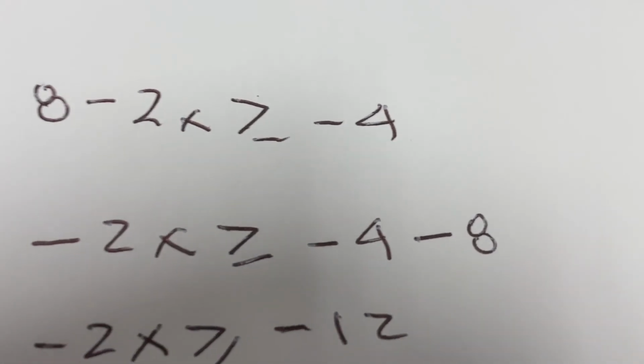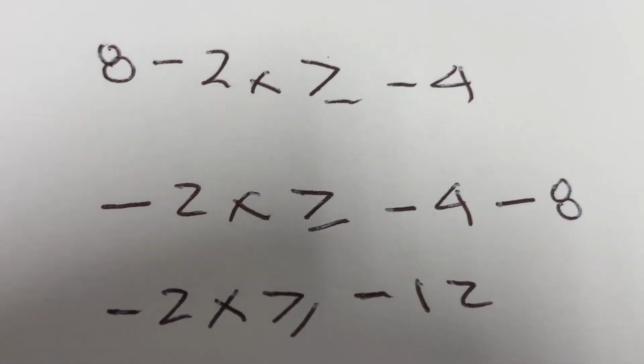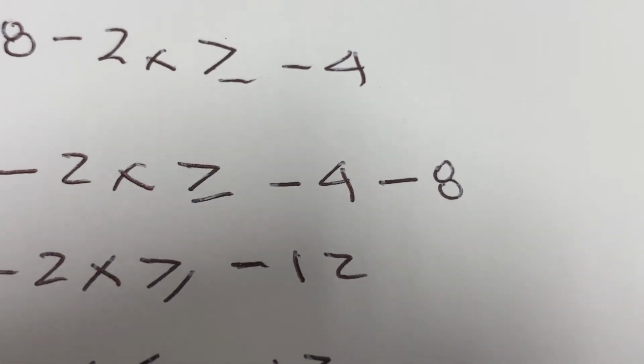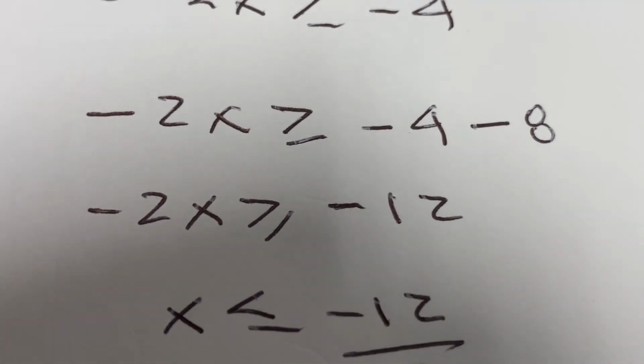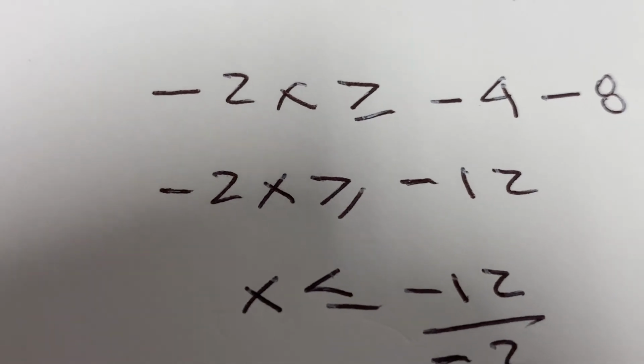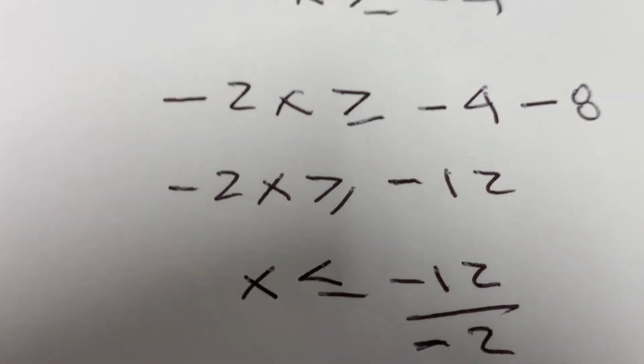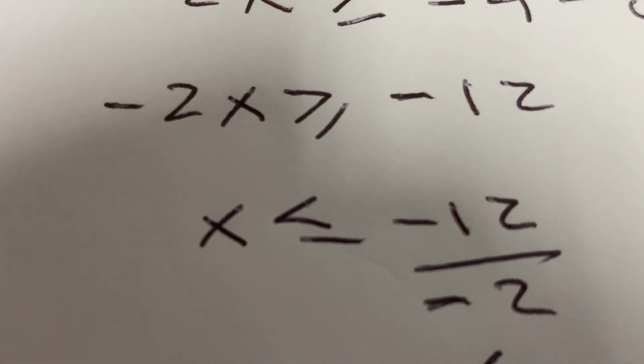Now, this negative 2x is left on the left side. And negative 4 minus 8 is going to be negative 12. Now this number, negative 2, is multiplying x, so it has to go divide to the other side. But because it's negative, when I move it, I have to flip the symbol. Can you see it? I flipped the symbol.